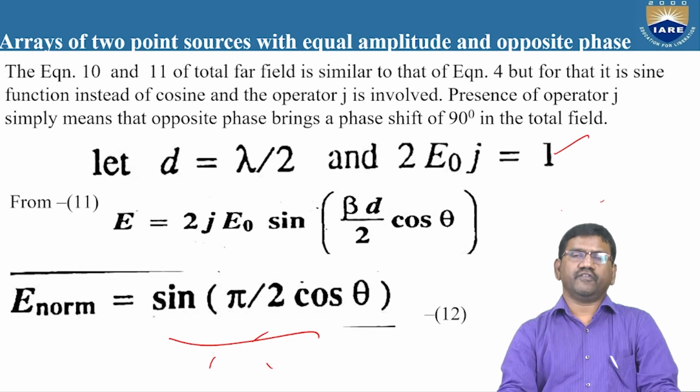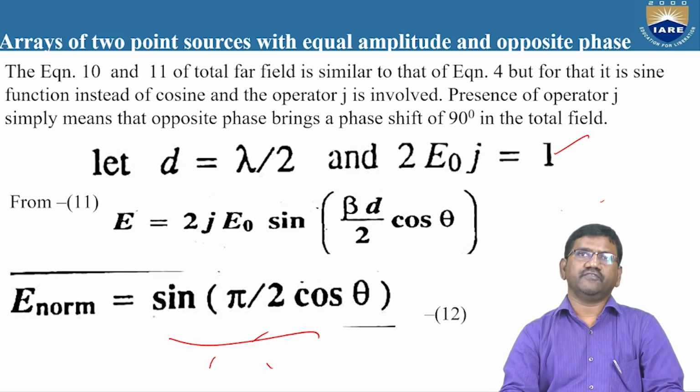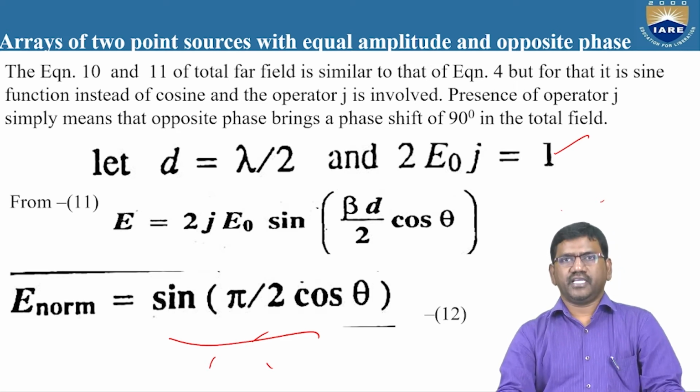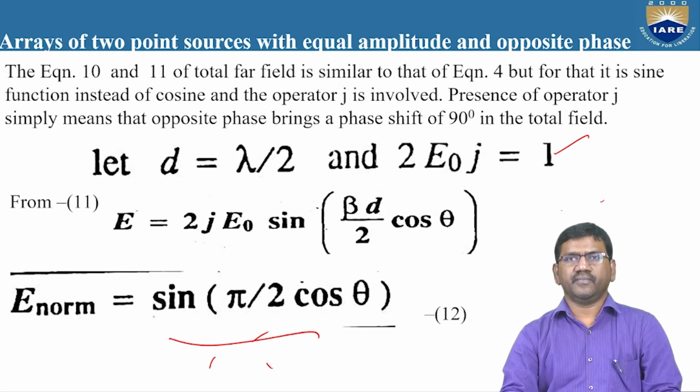So we know that if we want to find out the maximum strength, that means E will be maximum. The electric field strength E norm will be maximum when this sine function is maximum. Right? So when E is maximum, then this sine function will be maximum, and the maximum value of a sine function is 1.